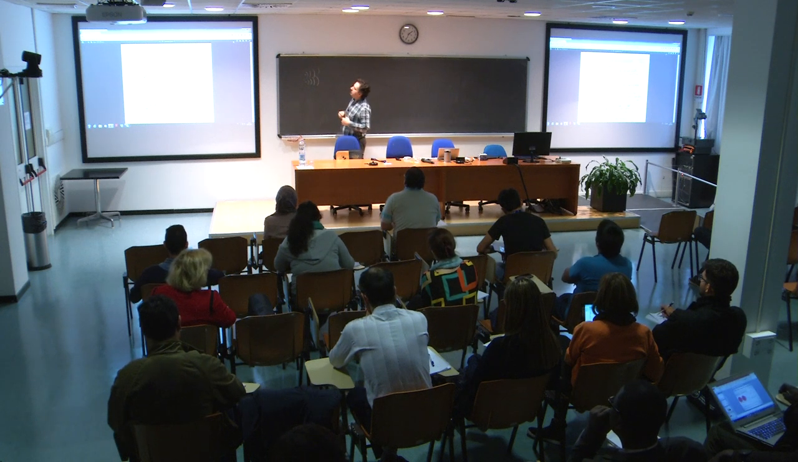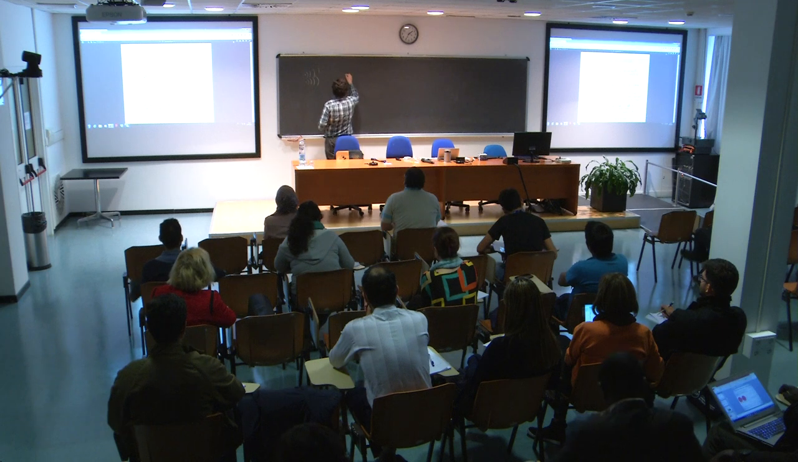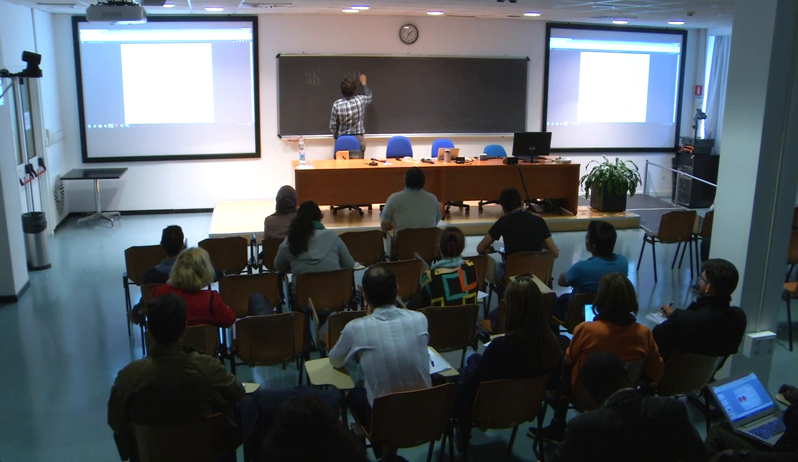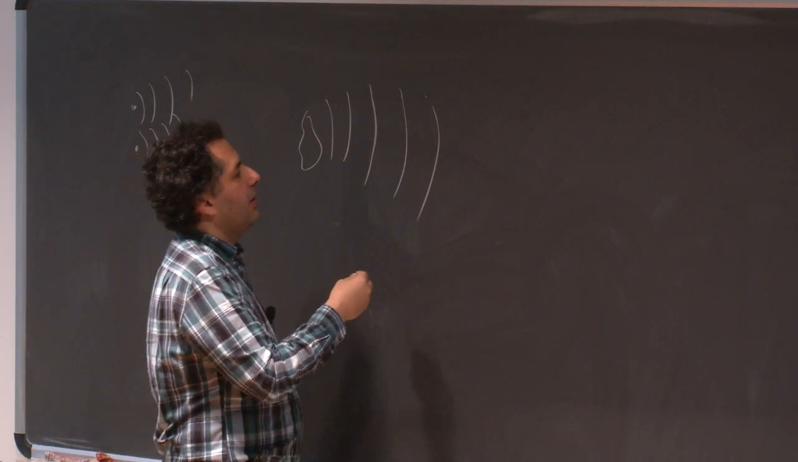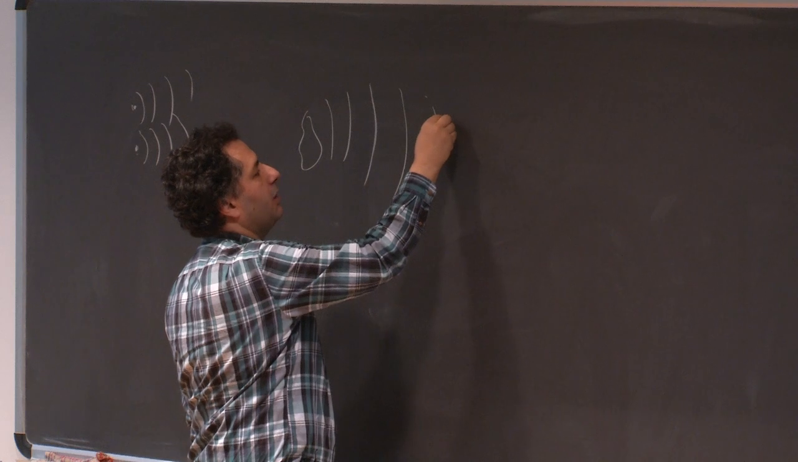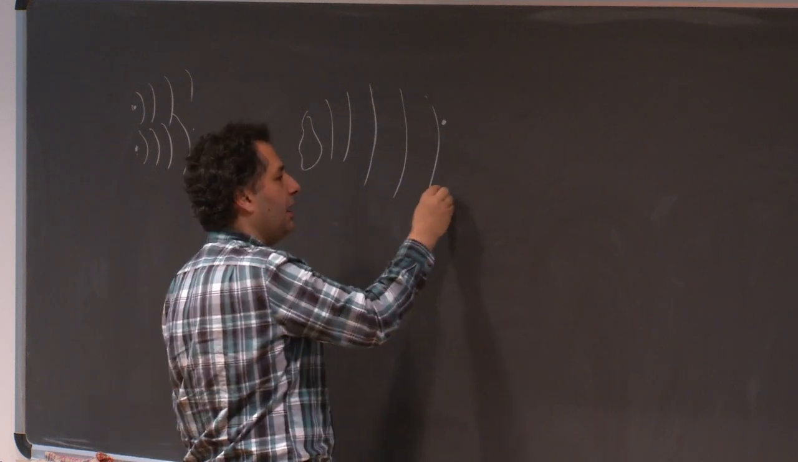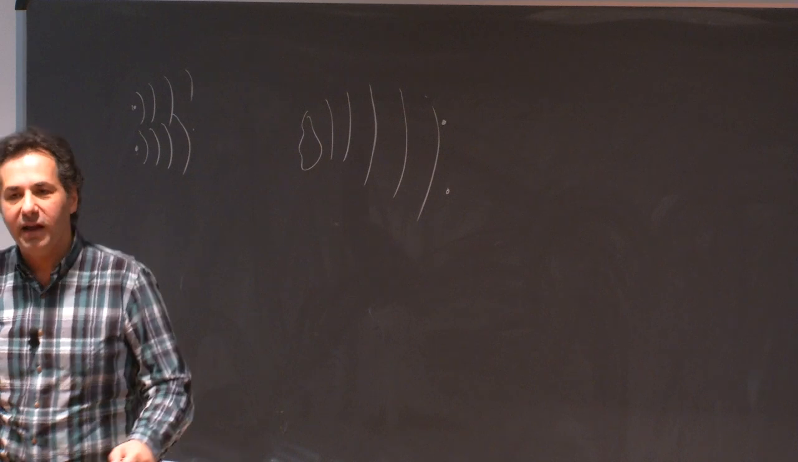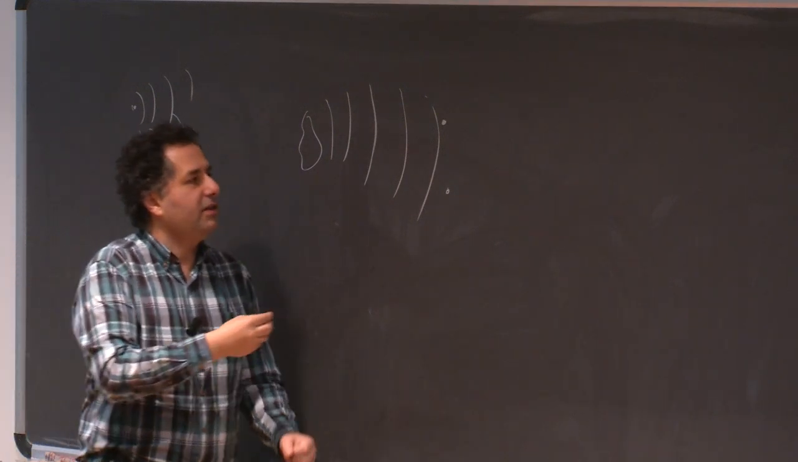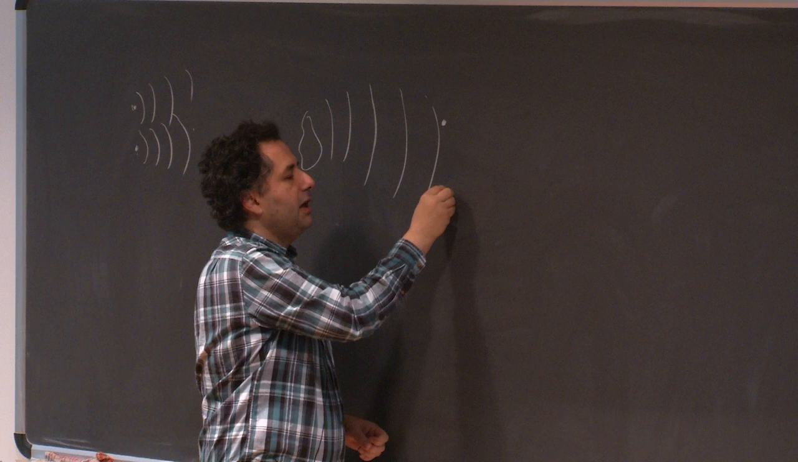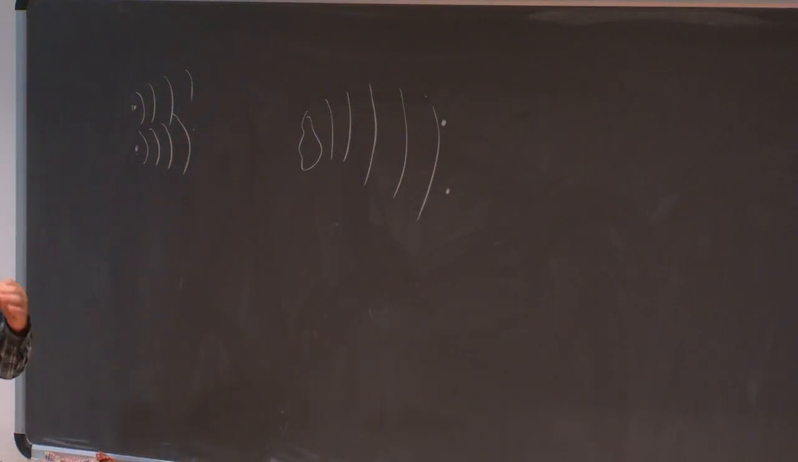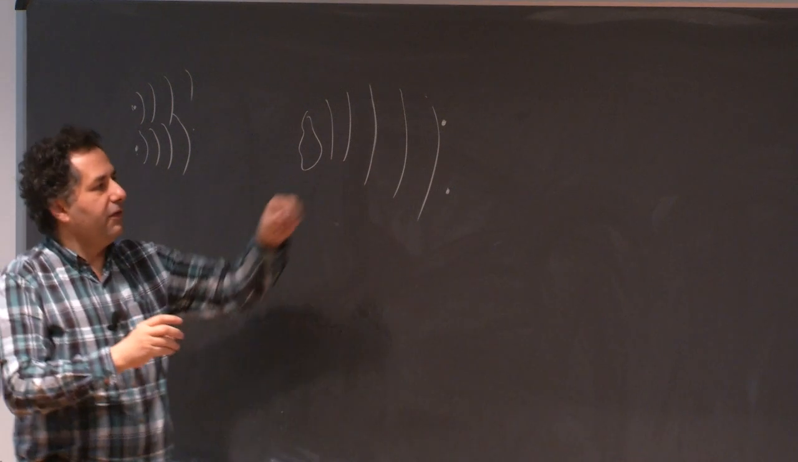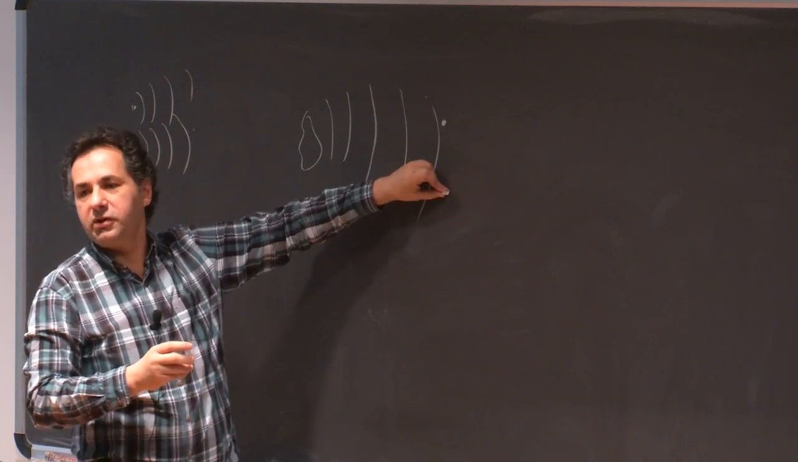So what coherence is about is, if you have some source emitting some complicated field, the coherence is a property between what the field is doing at one point, let's say, and at another point, or at one time and at another time. Essentially, it's a measure of how much correlation there is between what's happening here and what's happening here. If you know the field here, how much can you tell me about what's going on here?